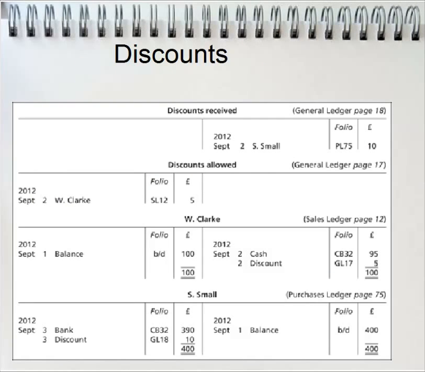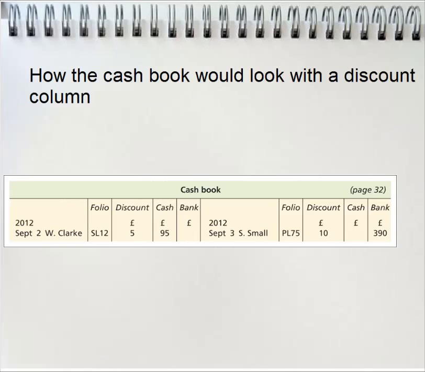Discount columns in the cash book. To reduce the number of entries in the general ledger, discount columns can be added to the cash book. The discount allowed column is added to the debit side of the cash book and the discount received column is added to the credit side of the cash book. The total of these columns will be posted to the relevant discount accounts. How the cash book would look with a discount column.